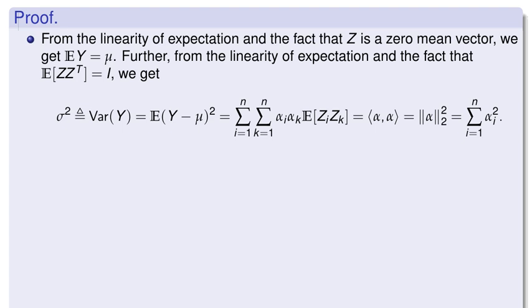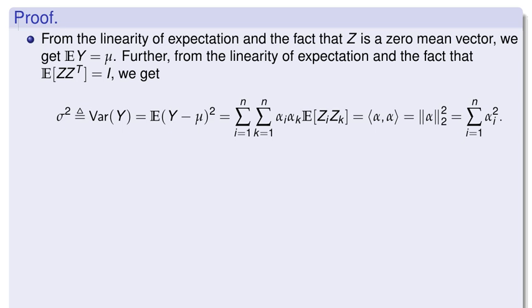Since y minus mu is the inner product of alpha and z, or the sum of alpha_i z_i, the variance is the expectation of the square of this sum, which is the expectation of the double sum over i and k of alpha_i alpha_k z_i z_k. Using linearity, this is the double sum of alpha_i alpha_k times the expectation of z_i z_k.